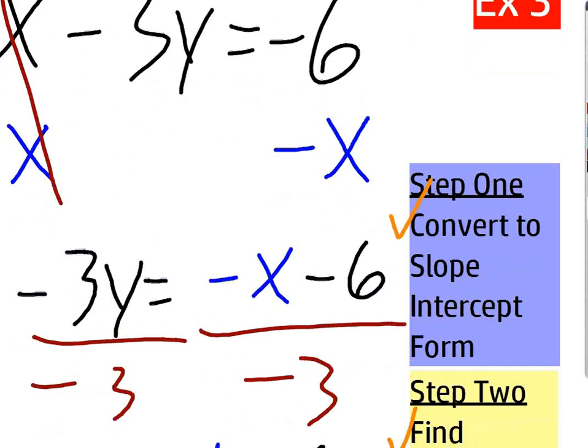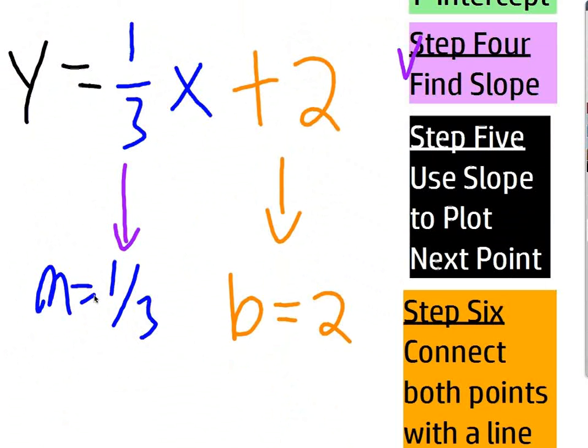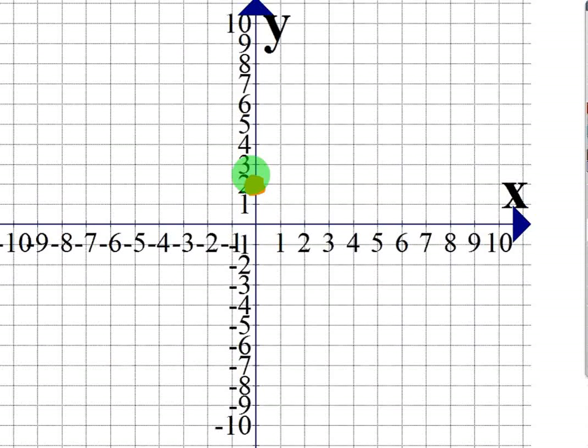Okay. And then next step is to find the slope. So it's that number right there, which is 1/3, and then use the letter m for slope. Then it says use the slope to plot the next point. So 1/3, does that mean over 1 up 3, or what is that? Good, up 1 to the right 3, right? So we're going to go up 1.